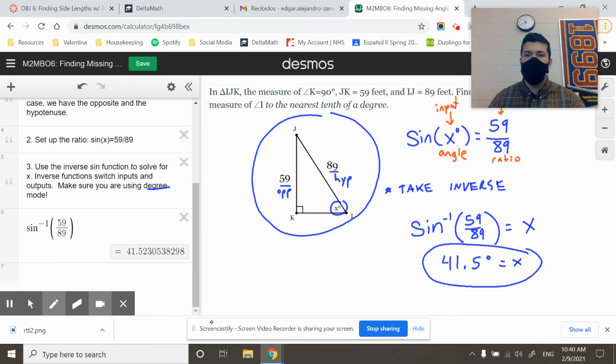To recap, I set up my ratio, sine of x equals 59/89. I chose sine because I had opposite and hypotenuse. Then I simply used my inverse sine function. If you had used cosine, you would use an inverse cosine function. If you use tangent, it's an inverse tangent function. All these functions do is take the output and in turn give us the input. That is how that works.